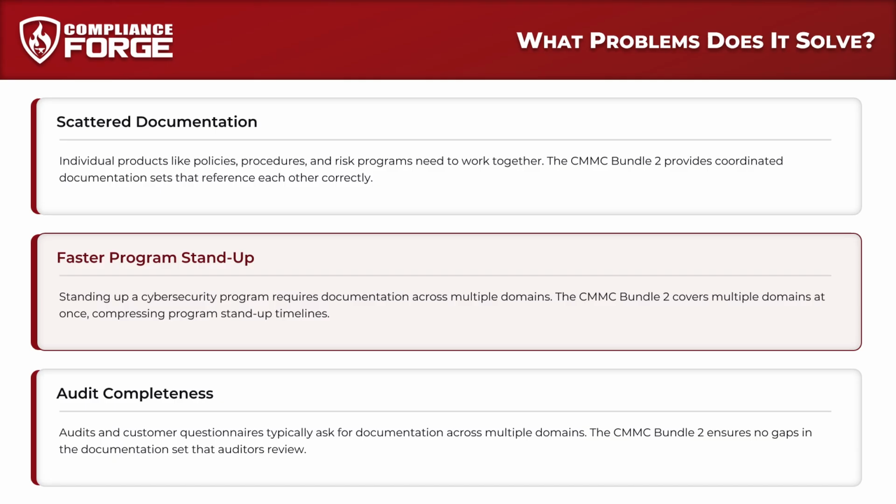The second is the need for a faster program stand-up. Standing up a cybersecurity program requires documentation across multiple domains.